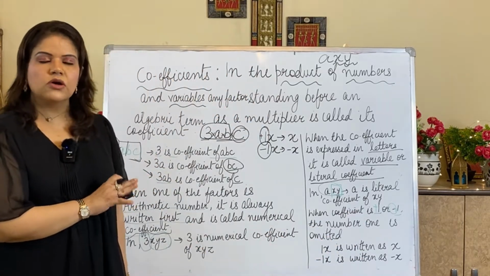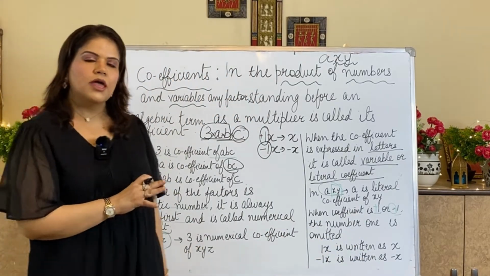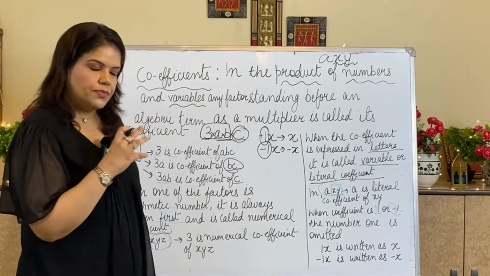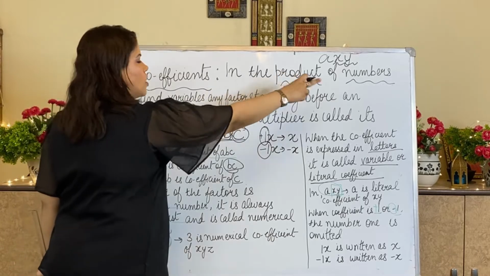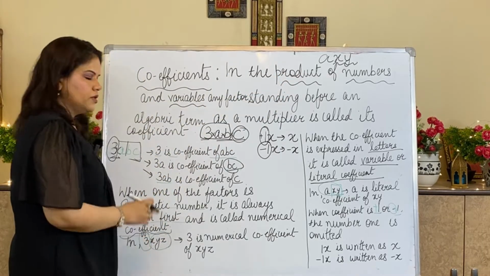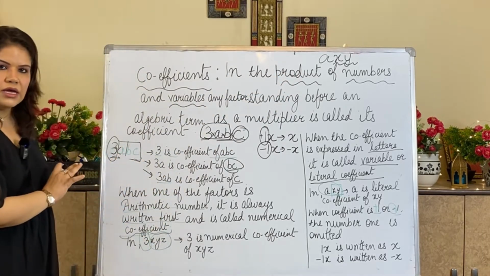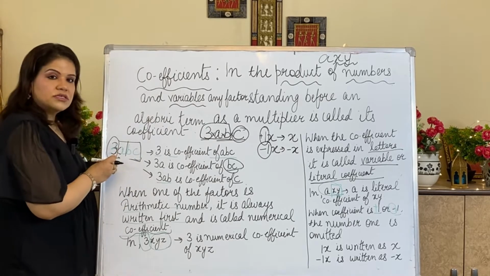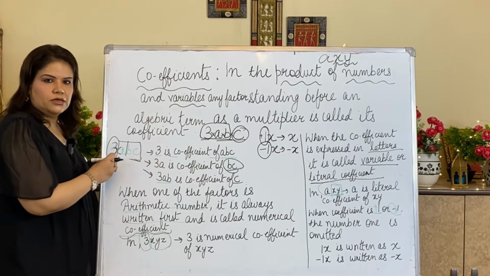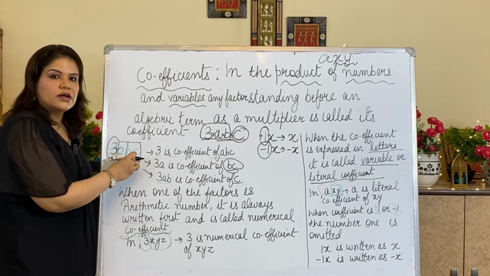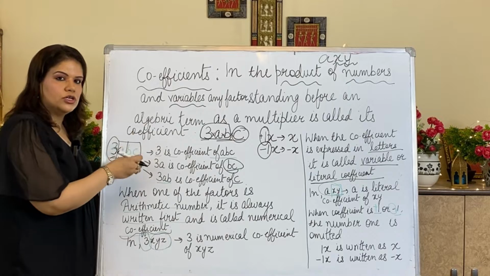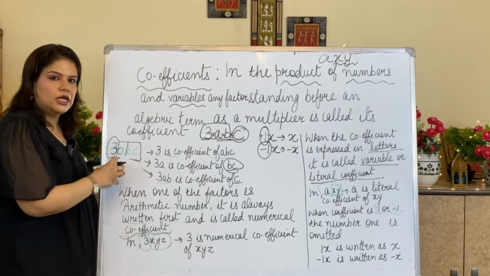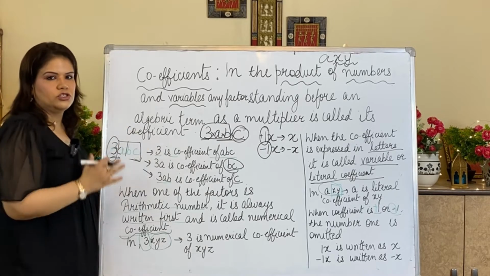So the coefficients we have done exist as factors in the product of numbers and variables. These all are acting as factors here in the product. The factor standing in front of the algebraic term, whatever term we are considering to find the coefficient of, whatever is standing in front of it as a multiplier, that will become its coefficient.